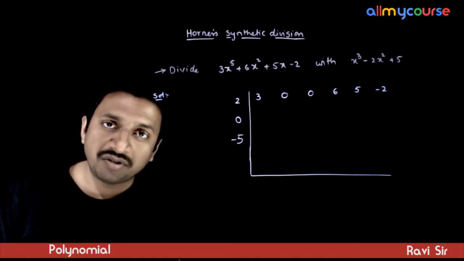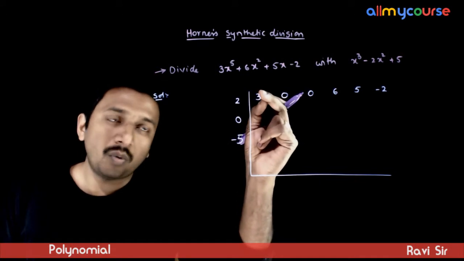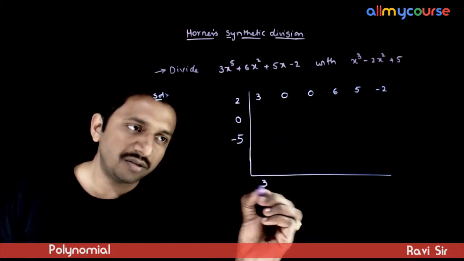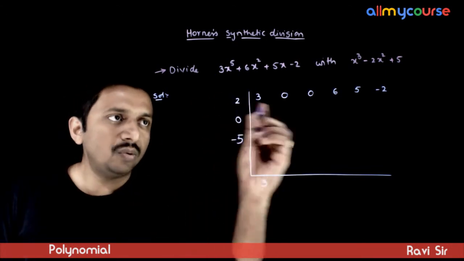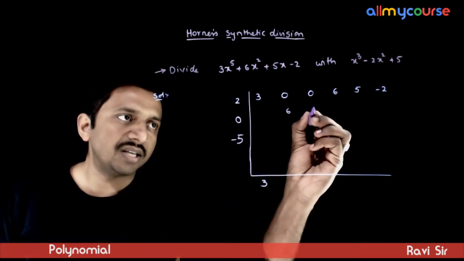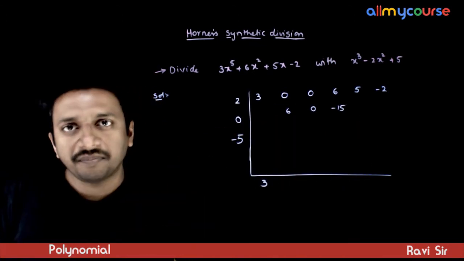Now let us start our division process. Because the leading coefficient is 1, just bring whatever number is here down. So 3. Now multiply this with all the 3 numbers: 3 2s are 6, 3 zeros are 0, 3 minus 5s are minus 15.